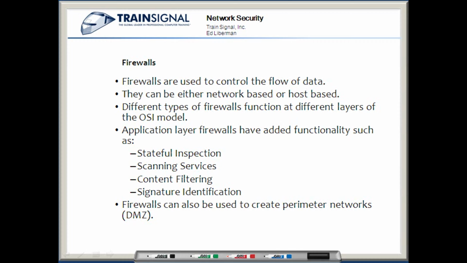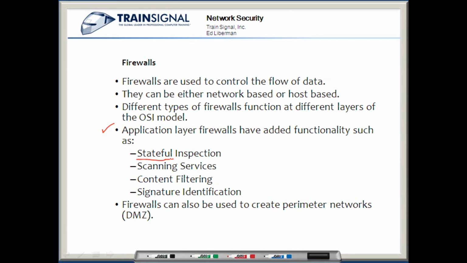Now, sometimes these types of firewalls are what's referred to as stateless firewalls. And I mention that because, as you can see here, certain application layer firewalls, so firewalls that function at a higher layer in the OSI model, can do, first of all, something called stateful inspection.